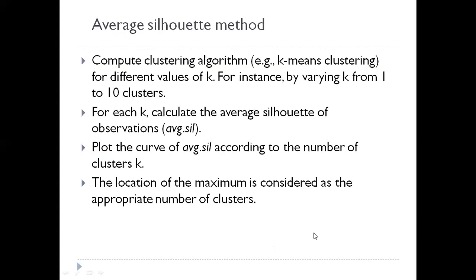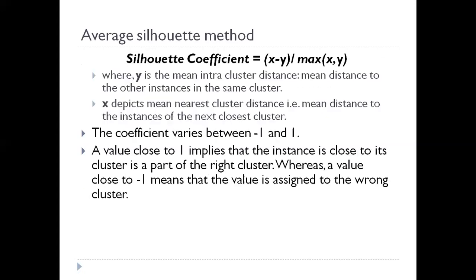Our next method is the average slope method. It is a similar kind of method where we have k values varying from 1 to 10, but here you calculate the average slope values on the y-axis instead of the total within sum of squares as in the previous one. Here the location of the maximum point is considered as the right number of clusters. The formula to calculate the slope coefficient is (x minus y) divided by max of x comma y. Here x is the nearest cluster distance.